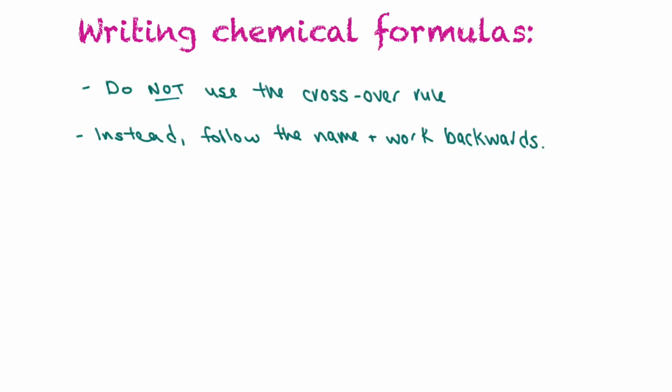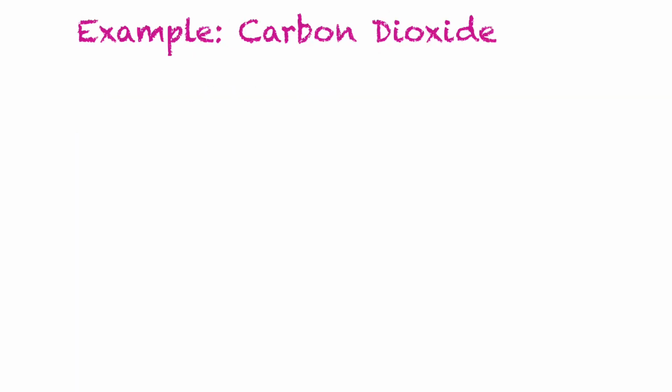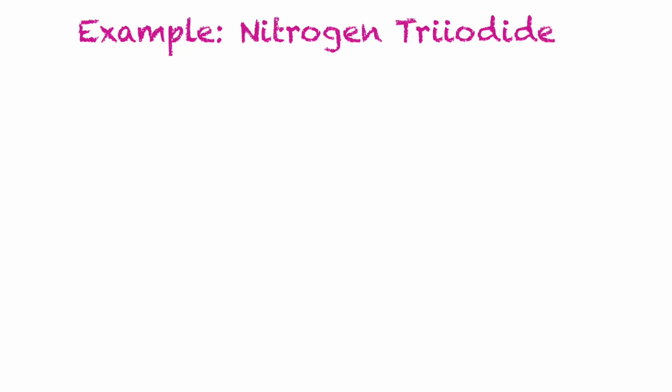So when you write chemical formulas, there's so many different variety of ways that we can combine the atoms in molecular compounds or covalent compounds. So we do not use the crossover rule. We just look at the name and we work backwards. So we'll go through some examples of those. So our first one, it says we have carbon dioxide. So there's no prefix, so we just would know that it's just carbon. And then dioxide would be 2 oxygens. Another example would be nitrogen triiodide. So again, no prefix with the nitrogen, so it would be N. Tri means that there's 3 iodines.